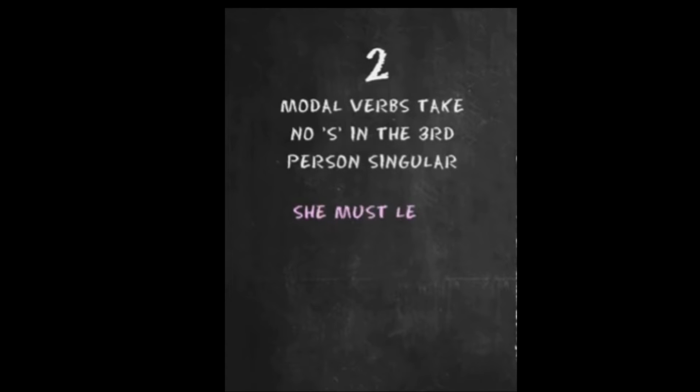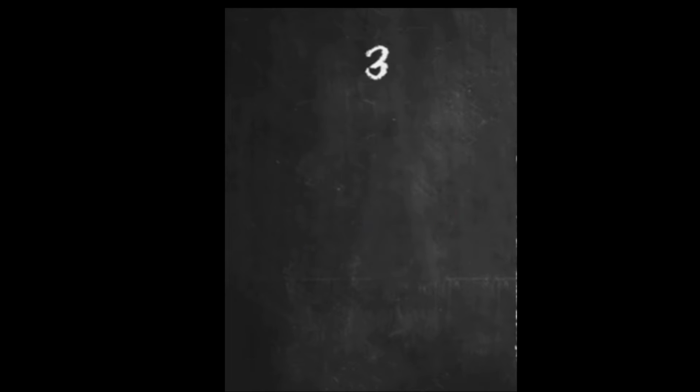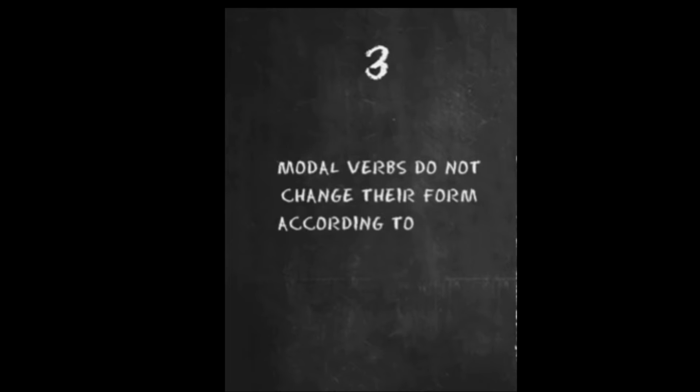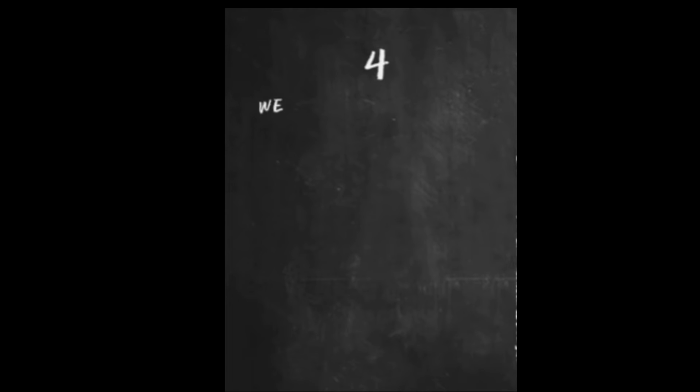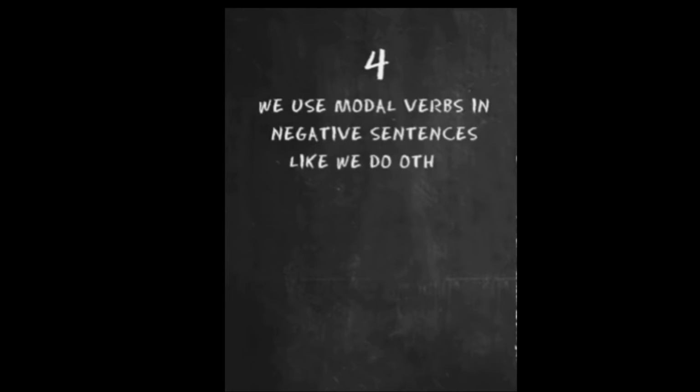Rule number 2. Modal verbs take no S in the third person singular. She must leave, or it might happen. Rule number 3. Modal verbs do not change their form according to tense. So they've got no past form and they've got no future form. It just stays the same. So the easy way of remembering it is modal verbs don't change. They stay exactly as they are.